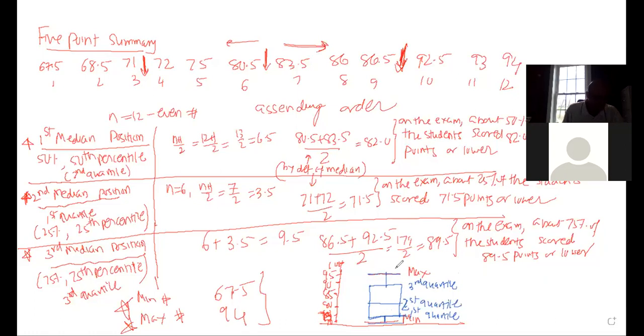First quartile, second quartile, third quartile, and 5-point summary. So that is the end of this first chapter.